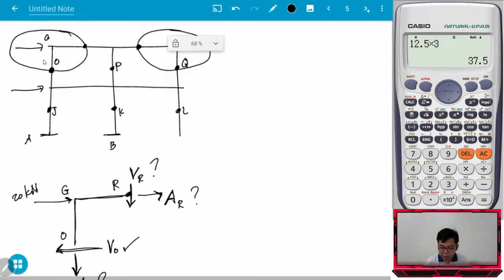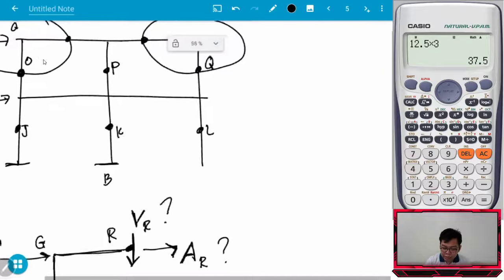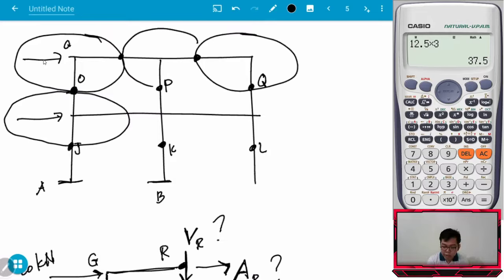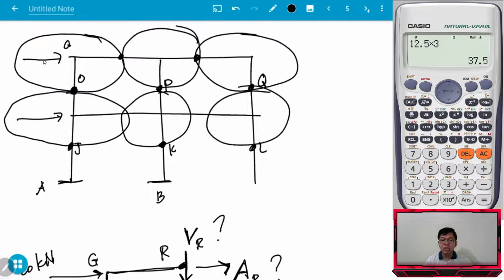Once tapos ka na, tingnan nyo, once tapos ka na sa Q, sa G pala, ito. Once tapos ka na dyan sa G, you can actually consider ito na naman. Okay? Or ito, consider mo to. Okay? Kasi, it will follow lang. Pababa lang yan. Walang problema. Okay? And then, pwede mo na i-consider to. Okay? And then ito. Basta, try to consider the adjacent.